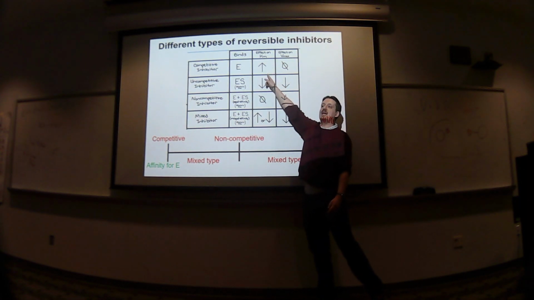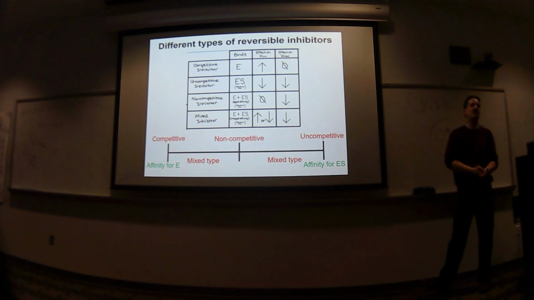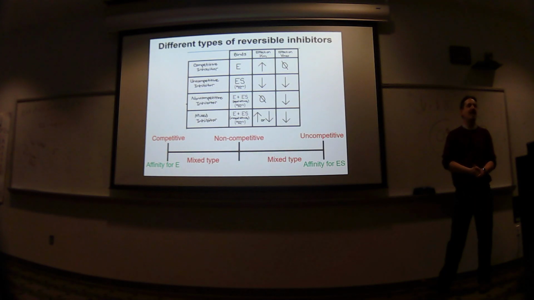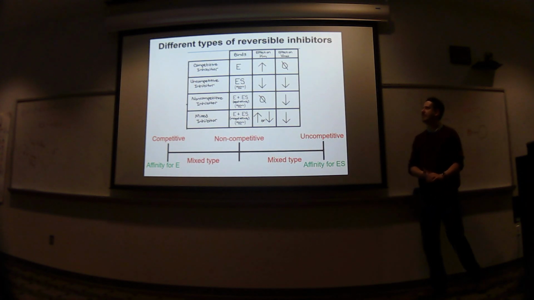Hence the increased Km, because it's the concentration required to hit half Vmax. Well, if you require more to hit Vmax, then you require more to hit half Vmax. So that's essentially it for competitive inhibitors.